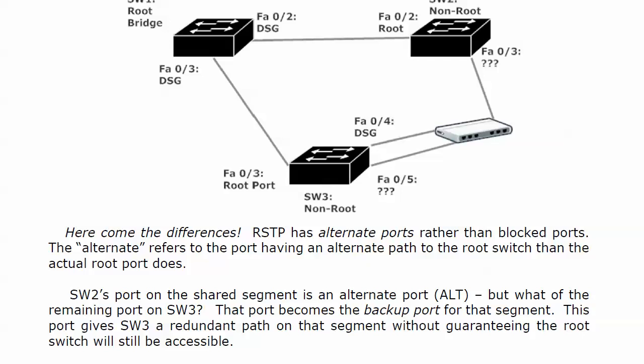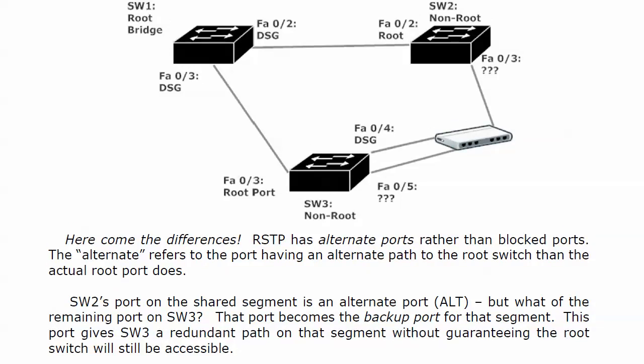But here they come. Because RSTP has what we call alternate ports rather than blocking ports or blocked ports. The alternate refers to the port simply having an alternate path to the root switch than the actual root port does. That's where the word alternate comes from. Now switch 2's port on the shared segment is an alternate port, ALT. But what of that remaining port on switch 3? Why did I put that there?